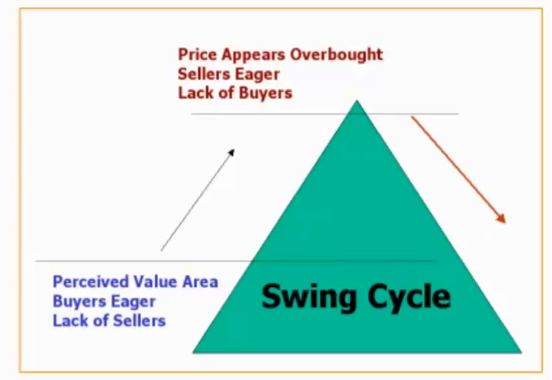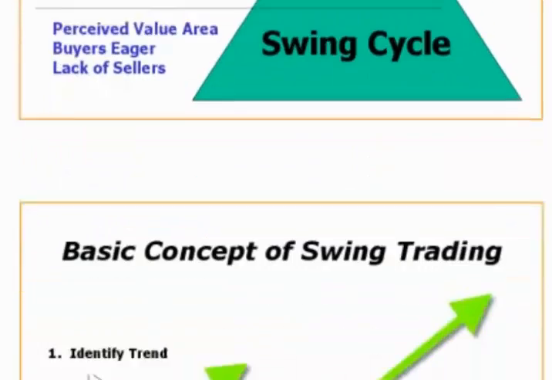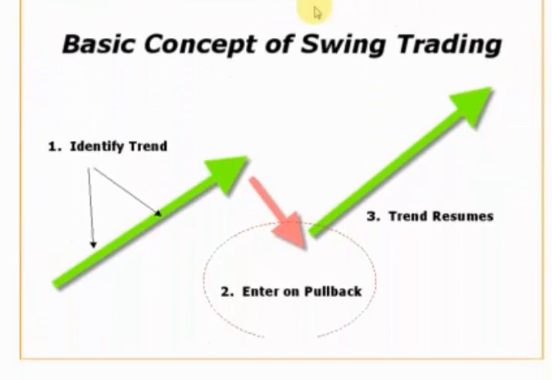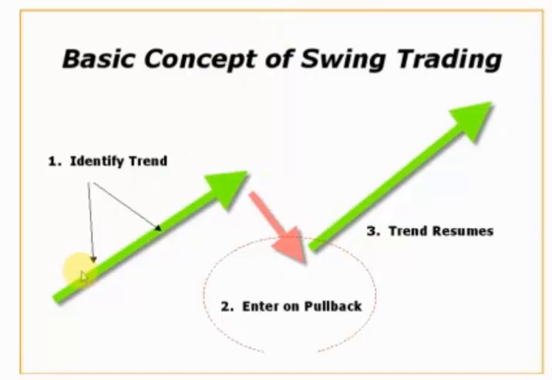Okay, now remember, your typical swing cycle is roughly between 5 and 8 days. It could be shorter, it could be longer, but if you average it out, it's typically around 5 to 8 days. So our basic concept in swing trading is this. We want to identify a trend. When the price surges, we want to realize, okay, there's going to be a point where it gets overbought. It's perceived as overbought. The buying will dry up. The sellers will come in, and we're going to come back down. We're going to pull back, so the price is going to drop.